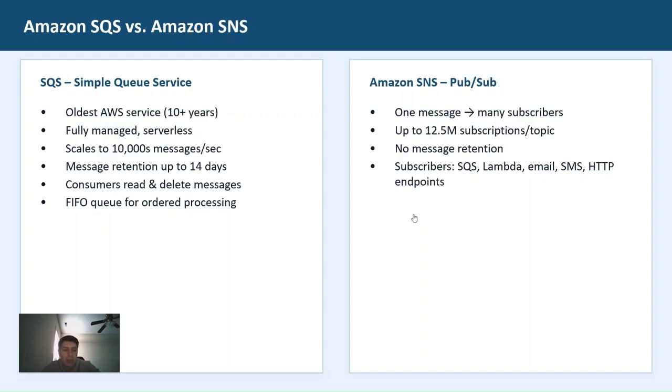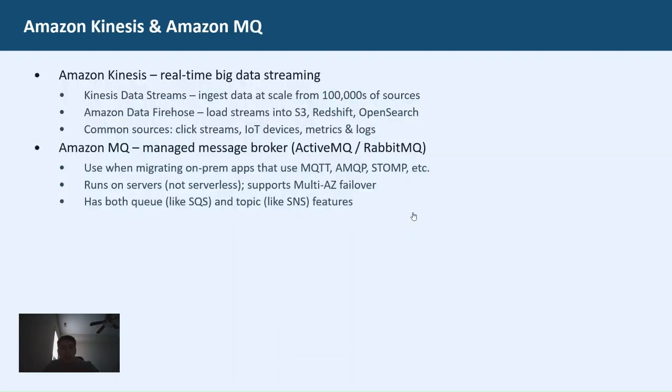SNS is pub/sub. You publish to a topic and all the subscribers receive the message simultaneously. It supports up to 12.5 million subscribers per topic, has no message retention, and subscribers can be SQS queues, Lambda functions, email, SMS, or HTTP endpoints.